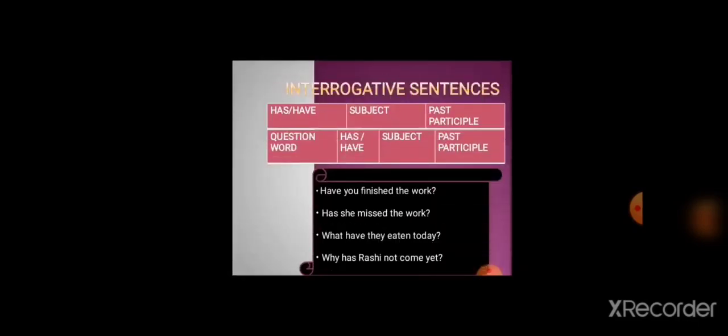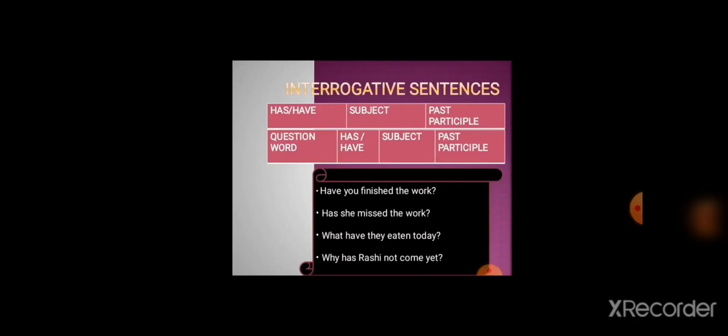Now interrogative sentence. Again we'll see both the kinds of interrogative sentences. First, which begins with auxiliary verb. So has or have will be used here. Then subject and then past participle. And with the question word, we use first question word, then has or have, then subject, and then past participle.